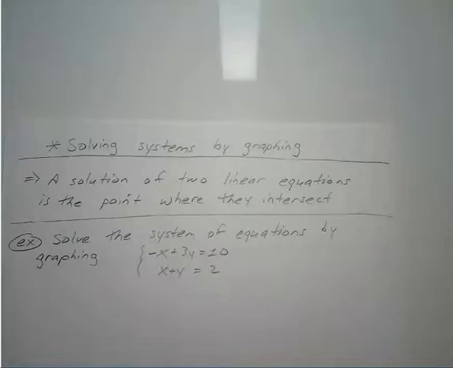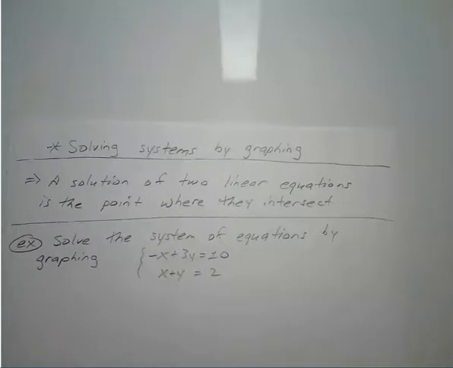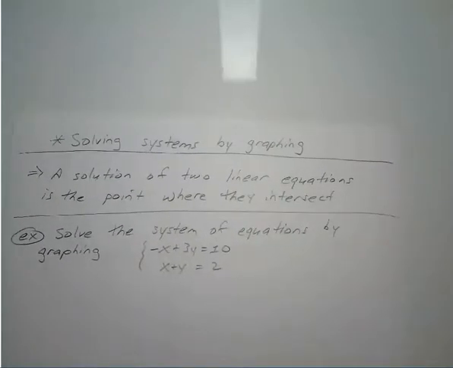In the last video, we knew that if we had a point that was a solution to both equations, it was a solution to the system. So now we're going to graph both equations and see if we can find out where they cross each other, or where they intersect, so we can figure out the solution.